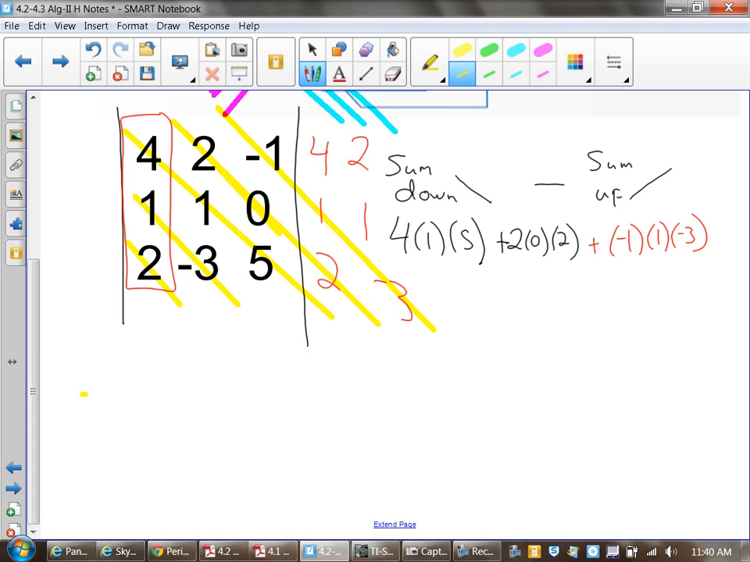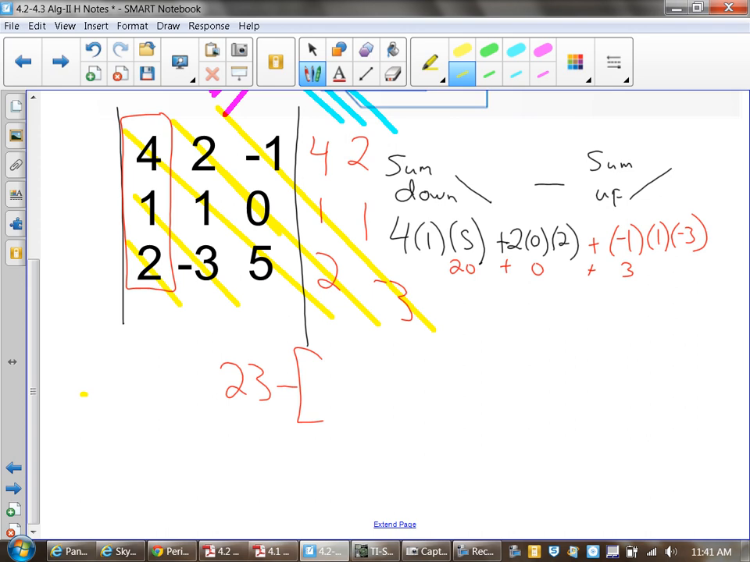What I do is I figure out what that value is. 20, 0, and 3. Otherwise known as 3. So the downward diagonals are 23. And to that, I need to subtract all of the upward diagonals. Here's where you have to be very, very cautious. Don't do it all at once. Figure out what all of your upward diagonals are going to wind up equaling before you subtract it out.